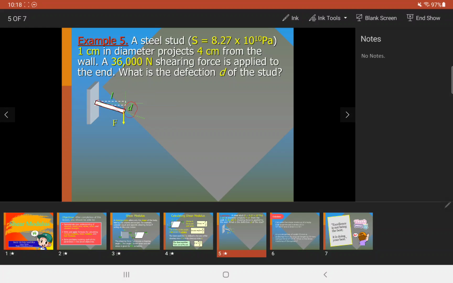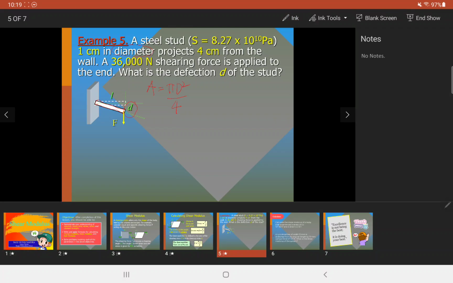So first in here, what we need to do is solve first for the area. Okay, so we need to solve for the area. So how do we do that if we have the diameter as the given here? Okay, so first our formula for finding the area given the diameter is pi d squared over 4.